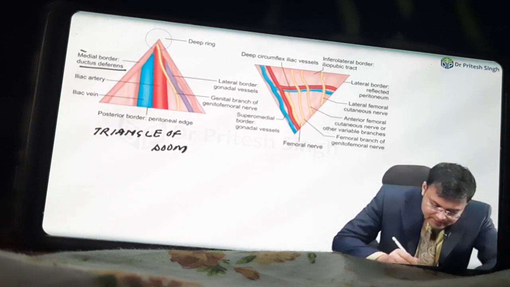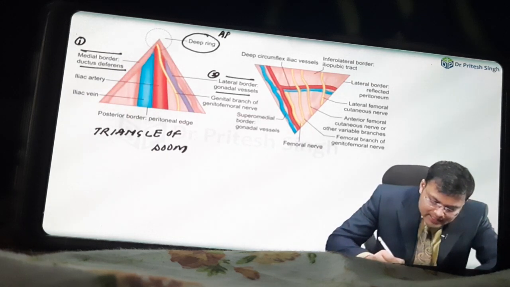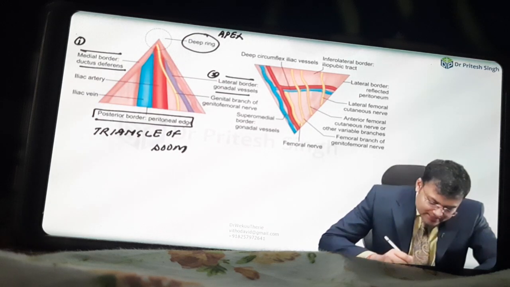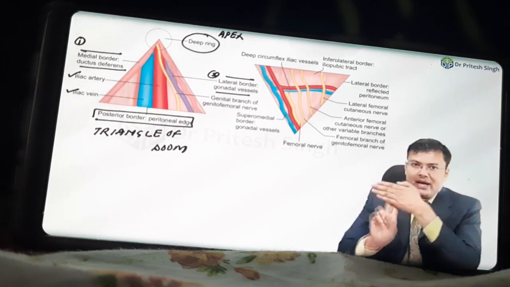If you see, medially there is vas deferens. Laterally there is gonadal vessels. Superiorly or apex is by deep ring. And the base or posterior border is by peritoneal edge. What are the contents? External iliac artery and external iliac vein. So if there is external iliac artery and external iliac vein, it is hidden behind the peritoneum.